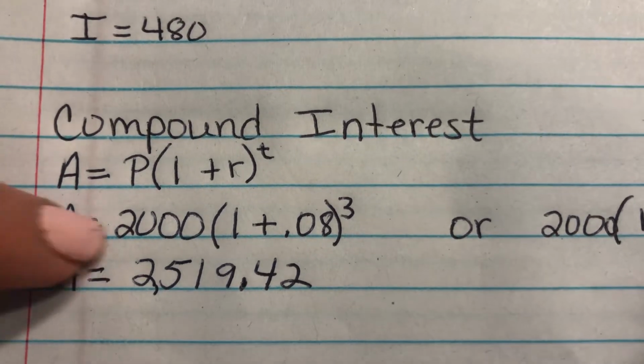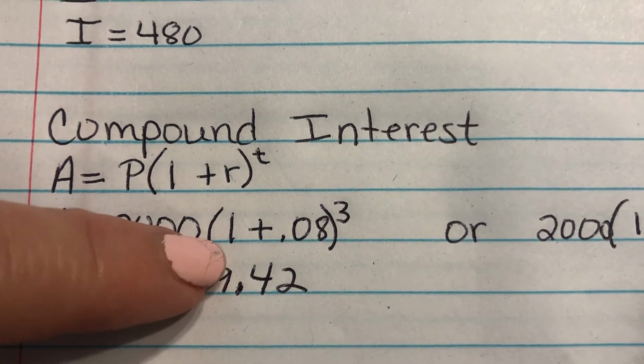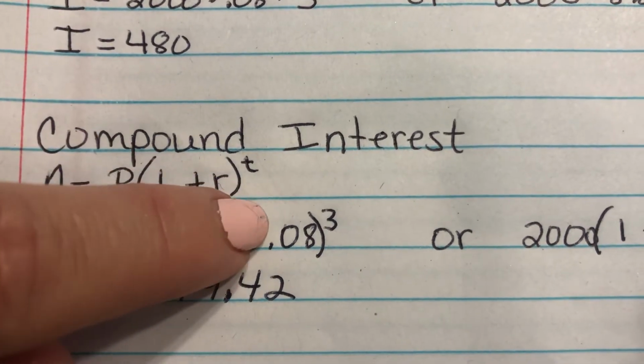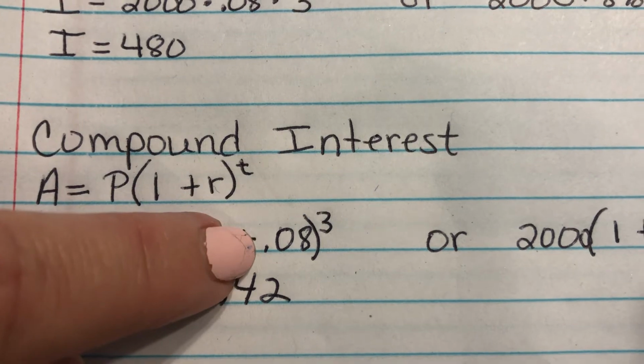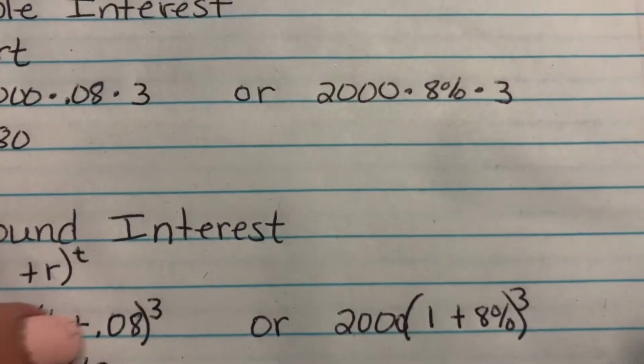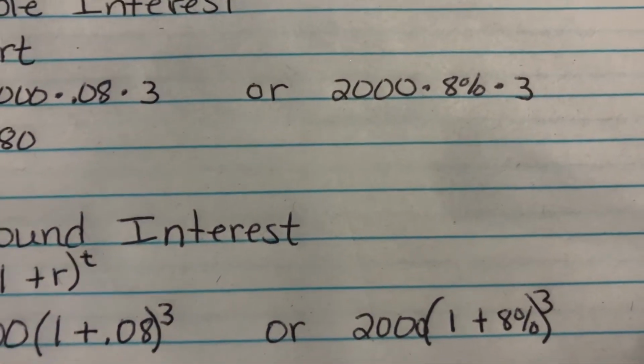So we just substitute the numbers in again, and you can change the percent to a decimal by moving it 2 decimal places, or you can leave it as 8%.